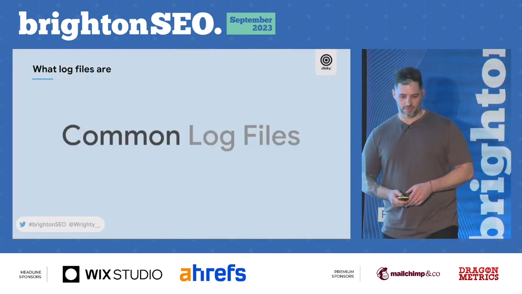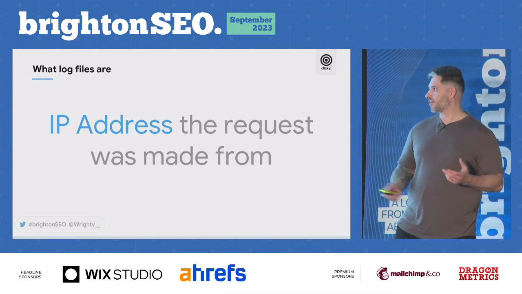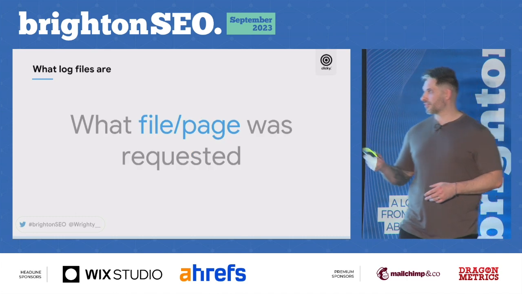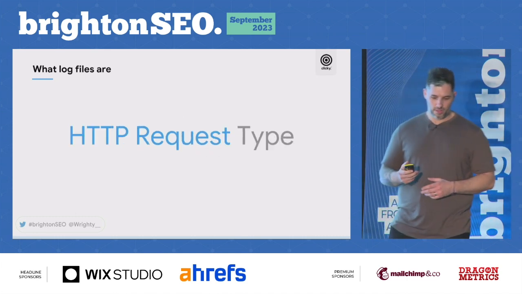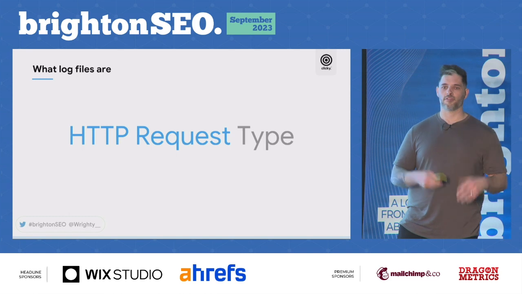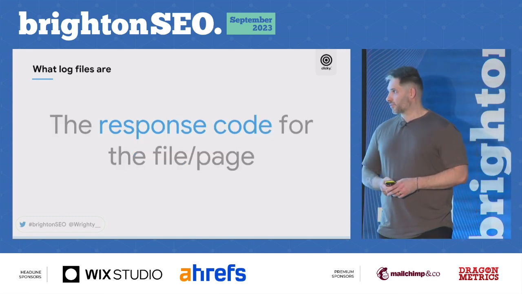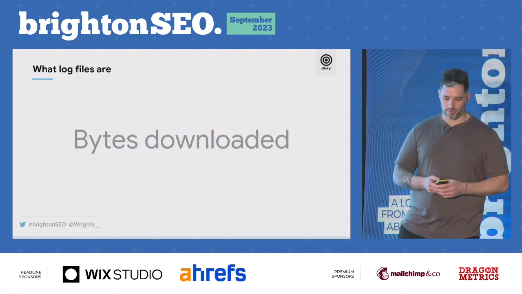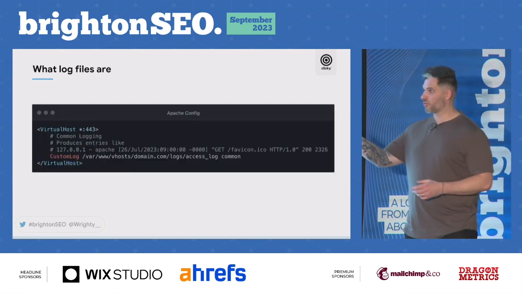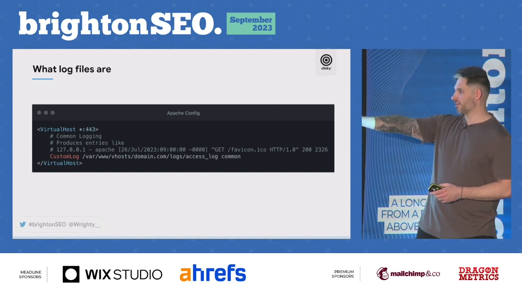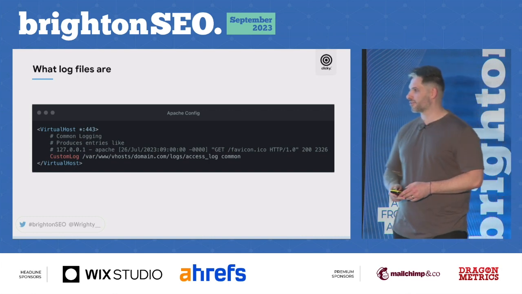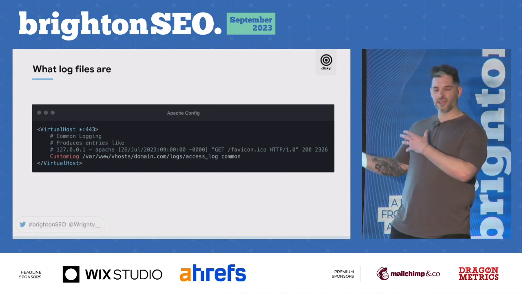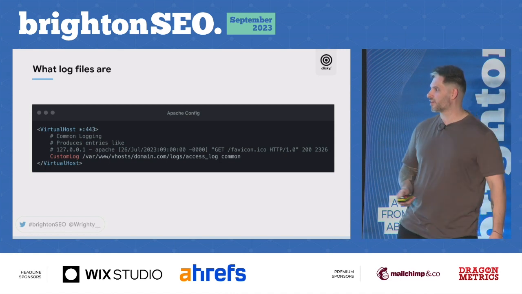Common log files contain some basic information. They contain the IP address that a request was made from. They also contain the timestamp, the file and the page that was requested, the HTTP request type, whether that is, for example, GET or POST or something similar, the response code the file or page returned, as well as any bytes that were downloaded in the process. And that's what a log would look like, with the IP address, timestamp, and so on and so forth. So a very basic amount of information. Not a lot that we can do with that, because again, it's fairly brief.